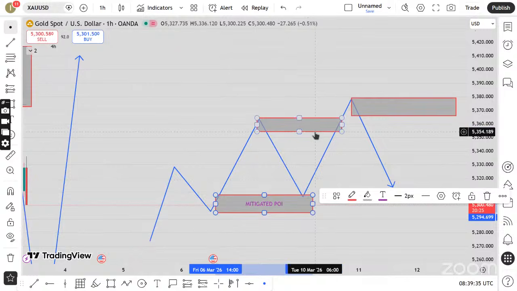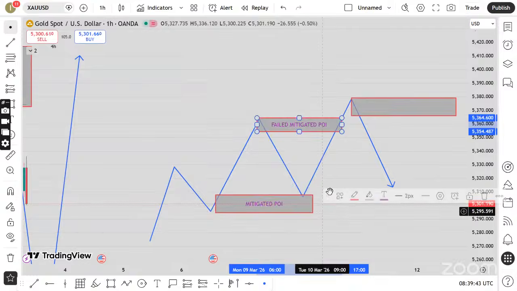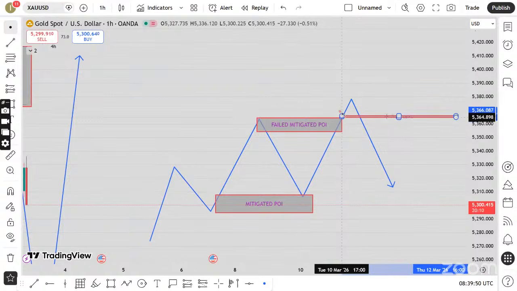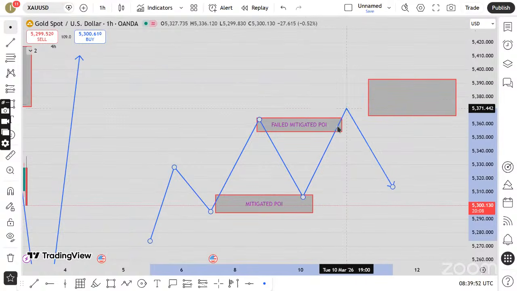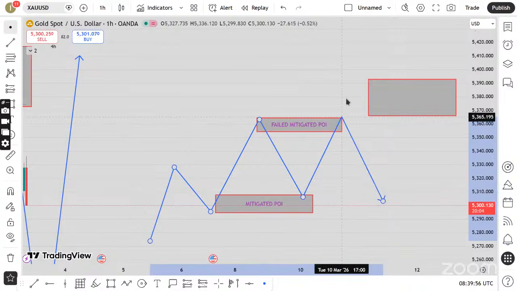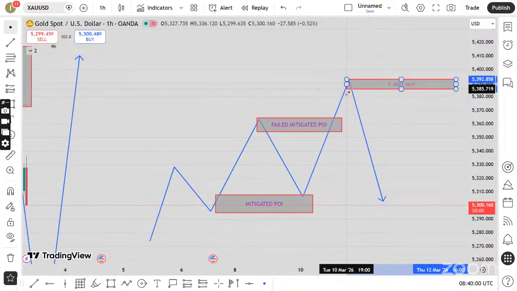This one here is also a mitigated POI. That is, price has made use of this zone, but it failed, in the sense that we wanted a situation where it just entered it and respected it, but that was not what happened. It entered it and broke through. All right. And then we have this.